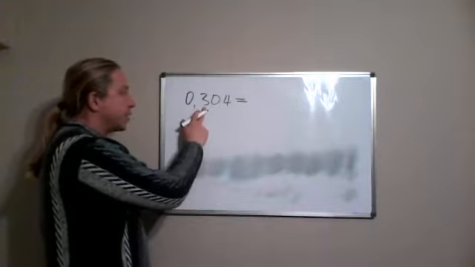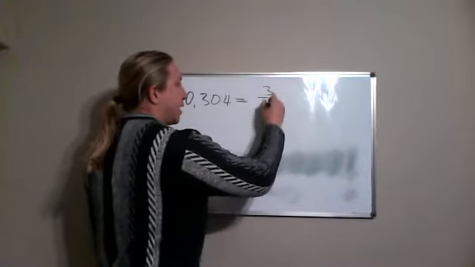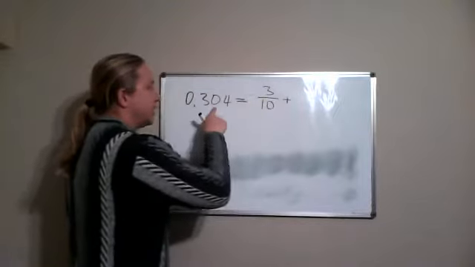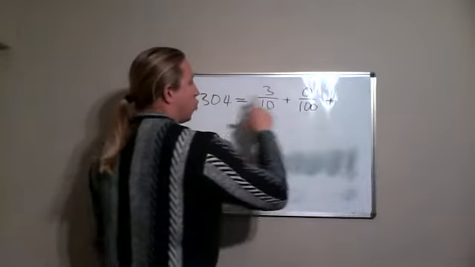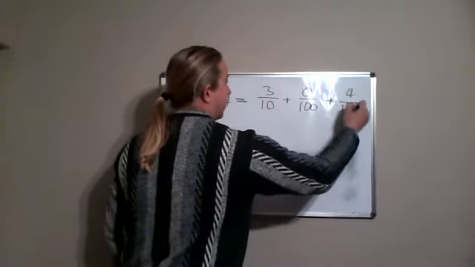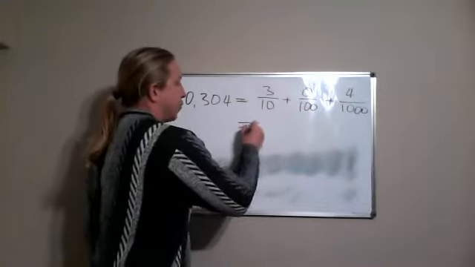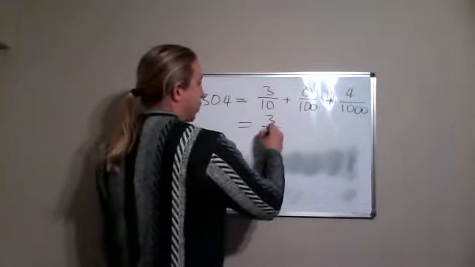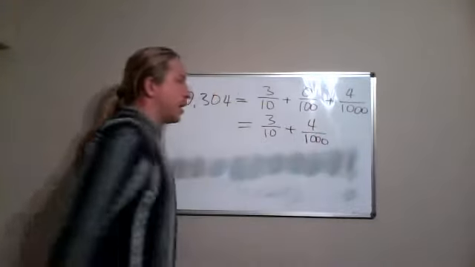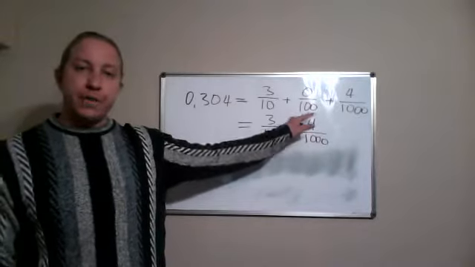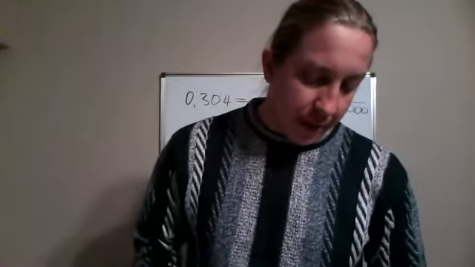Then the first digit is a 3. This is a 10th. So we got 3 over 10 plus 0 over 100 plus 4 over 1000. Okay. Now in the next step, we can get rid of that. So this will be just 3 over 10 plus 4 over 1000. Again, I want you to show me the 0 over 100 so that it keeps a placeholder for you so that you don't make a mistake.